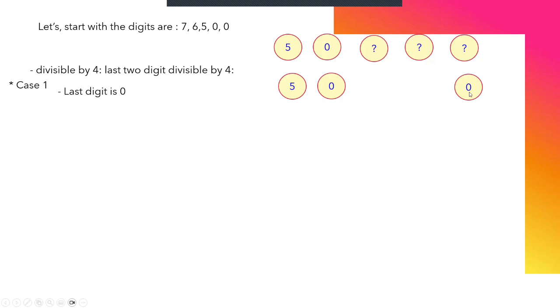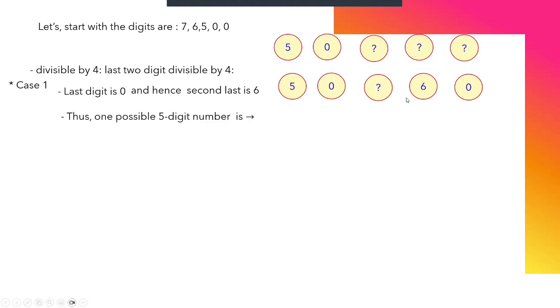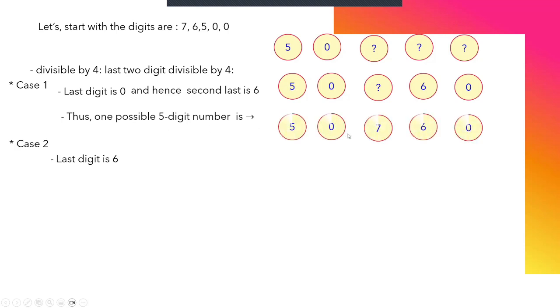So we fill this. Since the last 2 digits must be divisible by 4, we are left with 7 and 6. If we take 7, it becomes 70, which is not divisible by 4. So this must be 6. 60 is divisible by 4, so this number will be divisible by 4. Then we are left with 7, so this will be 7. Therefore, the first possibility of a 5-digit number is 50760.